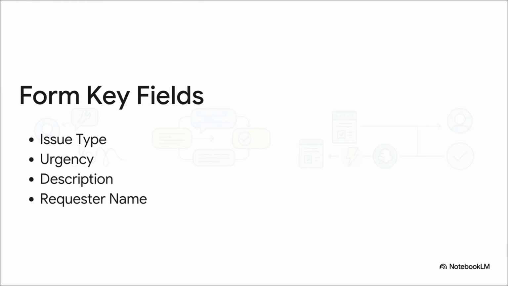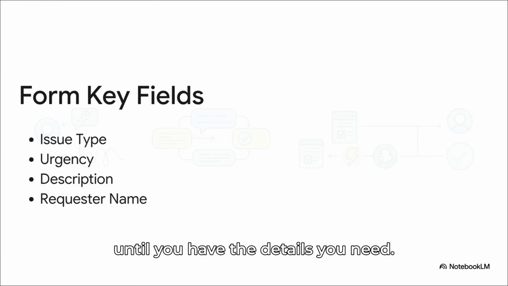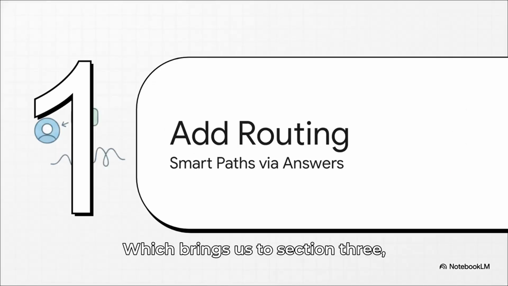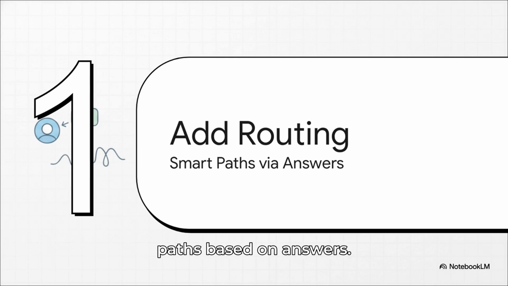And here's the best part. By making these fields mandatory, you completely eliminate that dreaded back and forth questioning. The user literally cannot submit their request until you have the details you need. Which brings us to Section 3. Add conditional routing, creating smart paths based on answers.